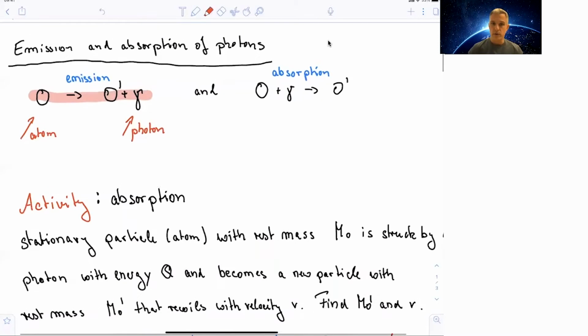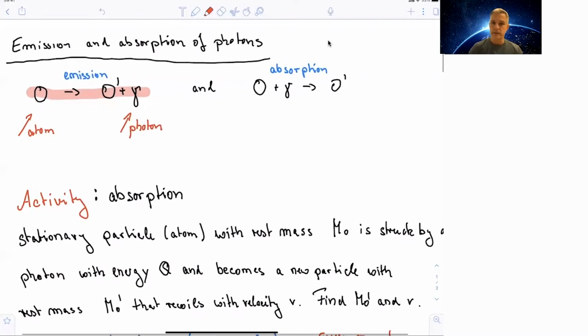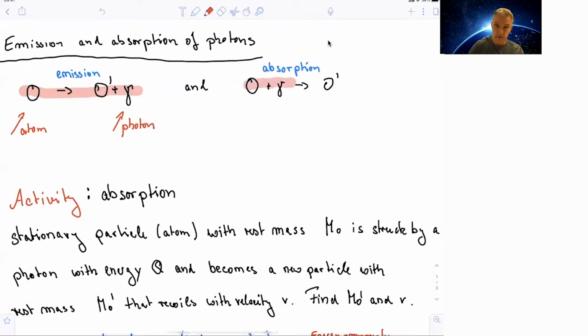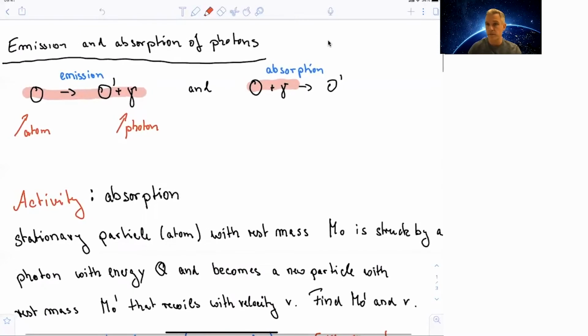So I want you to actually work this out in two activities. The first one is on absorption. So here we have a stationary particle, the atom, with a mass m0, and it's struck by a photon, right? This is the scenario here. And the photon has an energy q, and there's a new particle coming out with a rest mass m0 prime, and a recoiling velocity v, as it has to have some sort of momentum. And so the question is, how can we now find the mass of this new particle and the velocity? So please stop the video and try to work this out.